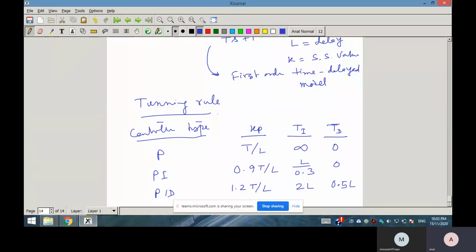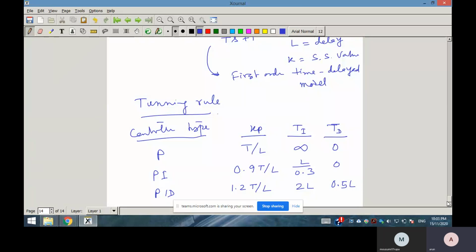So there is no proof. This is an ad hoc rule, and these rules have been made based on a lot of experimentation of varieties of process that have S-shaped kind of characteristics. Then they have been reported in literature, and these are working well in industry. At least this is a very good initial value of PID gains for a system having S-shaped characteristics.